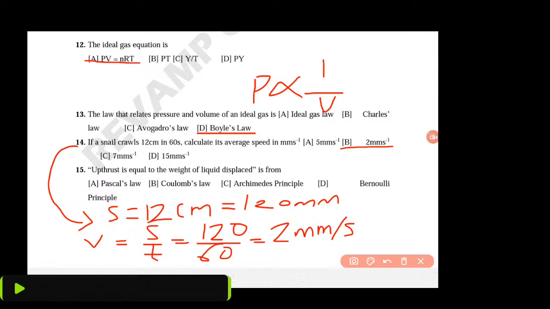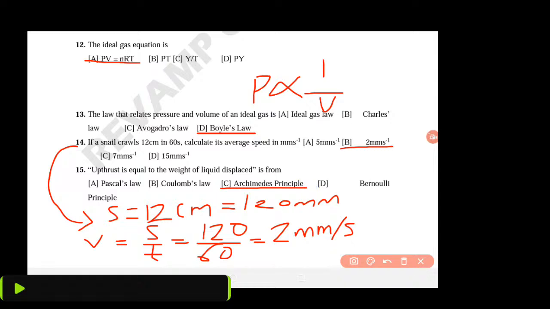Now question number 15 says upthrust is equal to the weight of liquid displaced. Which law is this statement coming from? Is it from Pascal, Coulomb's, Archimedes, or Bernoulli? So the correct option is Archimedes principle.